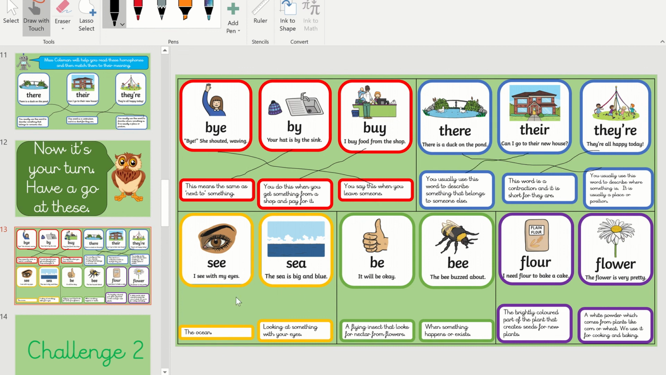See, looking at something with your eyes is that one. Big blue sea. It's the ocean. A flying insect that looks for nectar from flowers. That's definitely a bee. When something happens or exists, it will be okay. Okay, flower and flour. The brightly coloured part of a plant that creates seeds for new plants. I know that one because that's one of my things, flowers. I need flour to bake a cake. A white powder which comes from plants like corn or wheat. We use it for cooking and baking.